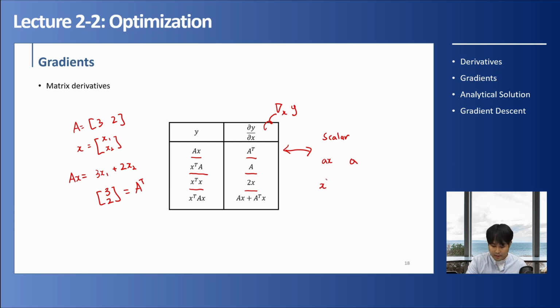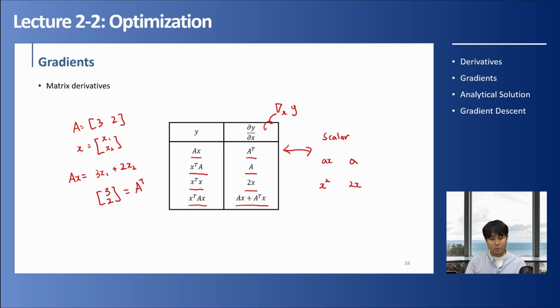And if we have x squared, the derivative in this case is 2x. Now the last case is where we have a quadratic form, which essentially means that we have a matrix in between x transposed and x. If we solve for the gradient of this case, we end up with the following.